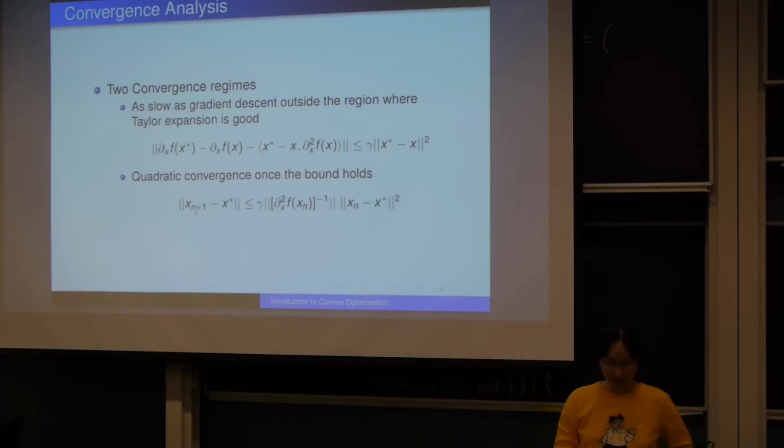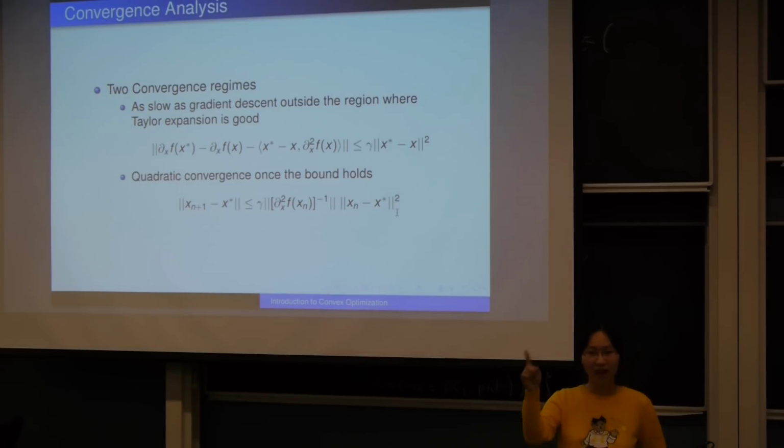If you look at this, x_{n+1} is the x value we are going to choose in the (n+1)th iteration, and x_n is the x we choose in the nth iteration. Then x star is the optimal value. The difference between the x value in the (n+1)th iteration and x star is smaller than the original difference squared. So if we regard x_n minus x star as an error, then the error will be squared, that is, reduced quadratically.